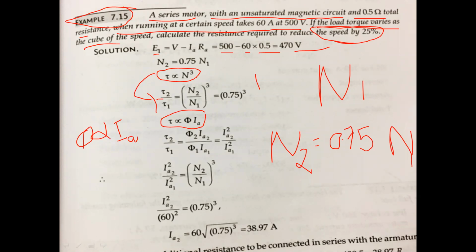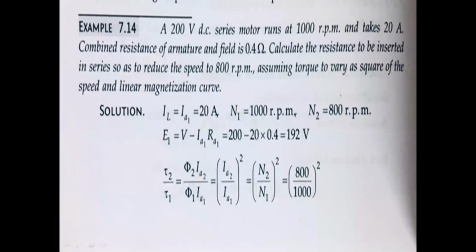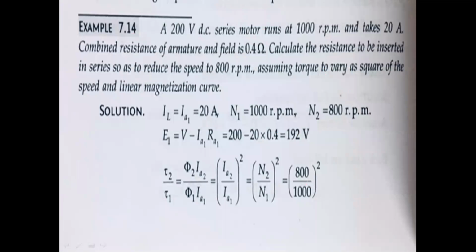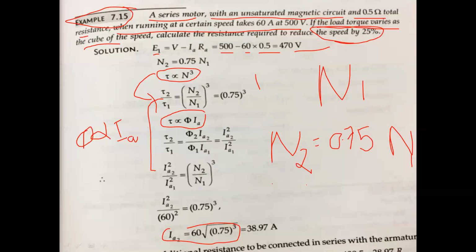So from these two relations, Ia2 by Ia1 whole square equals N2 by N1 whole square. From this, we calculate Ia2, and then we calculate the resistance. We substitute that value in the back EMF equation, and then we get the solution. So I give the answer for that one.